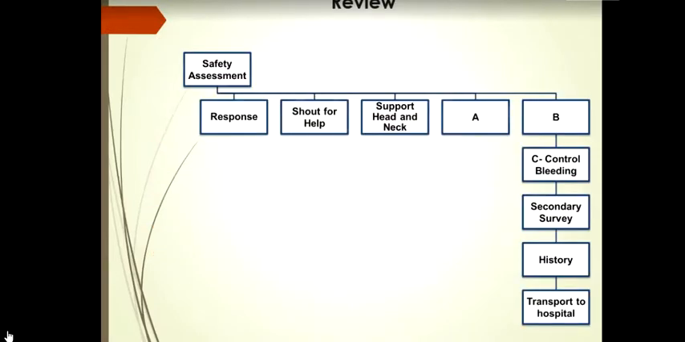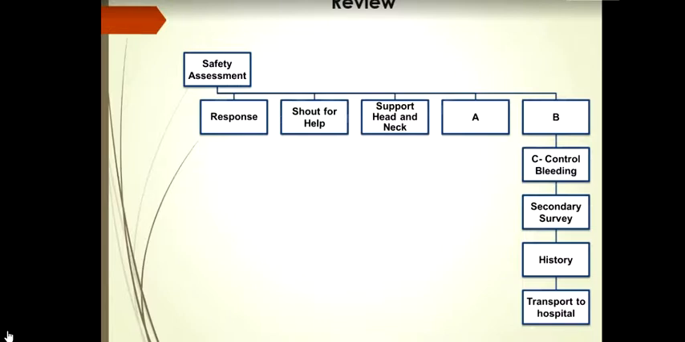So a quick review of what happens in an emergency situation. Remember, we said safety first. Your own personal safety comes first, so safety assessment. Then comes the response, calling for help or shouting for help. Support the head and neck if you need to move the patient. Then if a patient's key critical systems required for survival are compromised, ABC or cardiopulmonary resuscitation kicks in. That means ensuring that you have a patent and well-maintained airway, breathing and ventilation taking place, and circulation, by controlling bleeding and ensuring that the heart is beating.